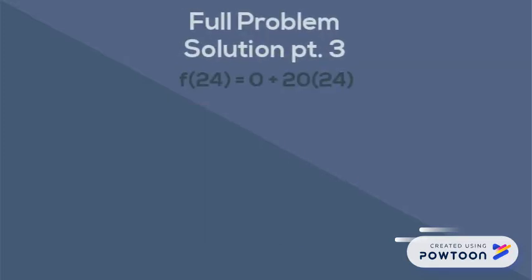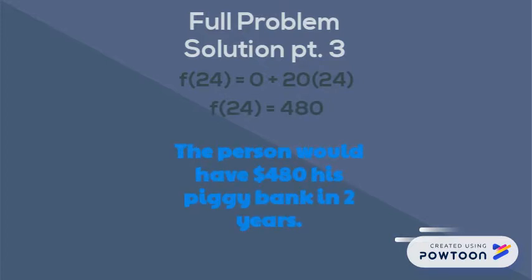So now all we have to do is solve the equation. So f of 24 is 0 plus 20 times 24. So f of 24 is 480. So the person would have $480 in his piggy bank in 2 years.